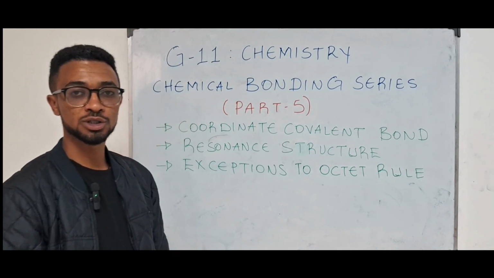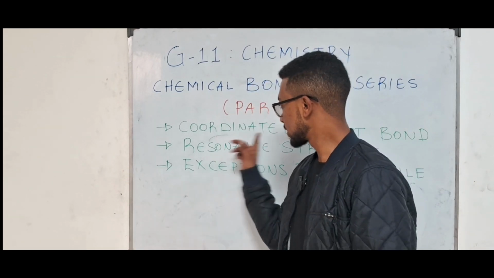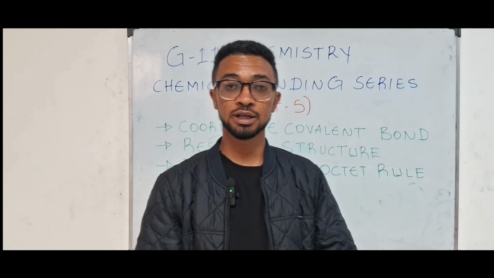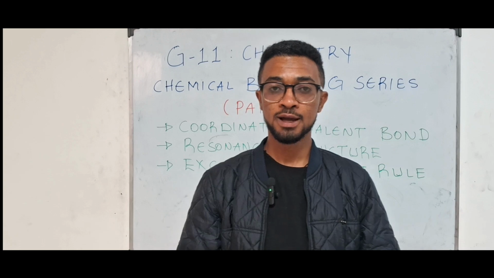In this video, we're going to talk about three topics in chemical bonding. The first one is coordinate covalent bonding. The second one is the resonance structure and the exceptions to the octet rule in covalent compounds.